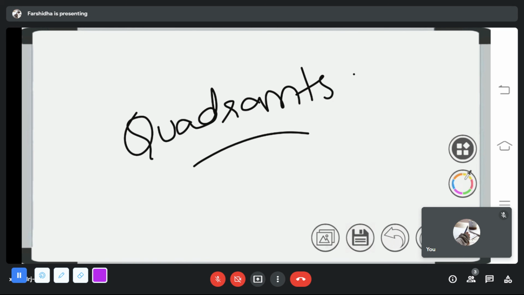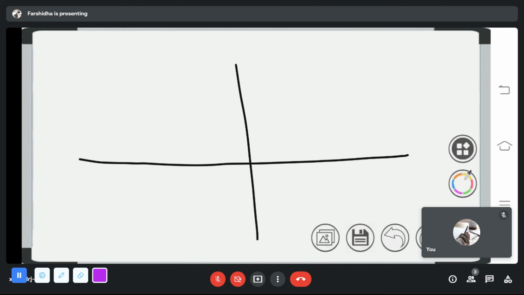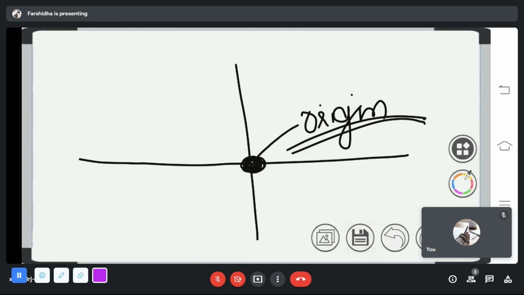Third one. Write the name of the point where these lines intersect. Where do these two lines intersect? What will you call this one? You can say origin.